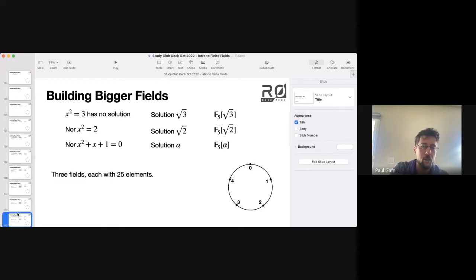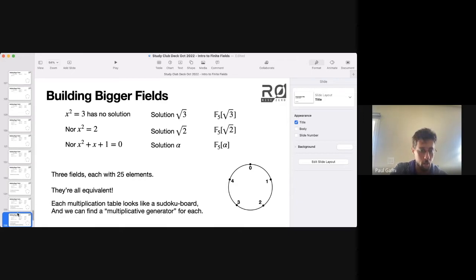And it turns out that these 3 fields are going to be essentially the same. What do I mean by essentially the same? I mean, their multiplication table is going to look like a Sudoku table. And if I rearrange it in terms of a generator, it's going to look like an addition table. So there will be a single generator in each of these groups. It's just the generator and the powers of the generator. I can think of them as equivalent.